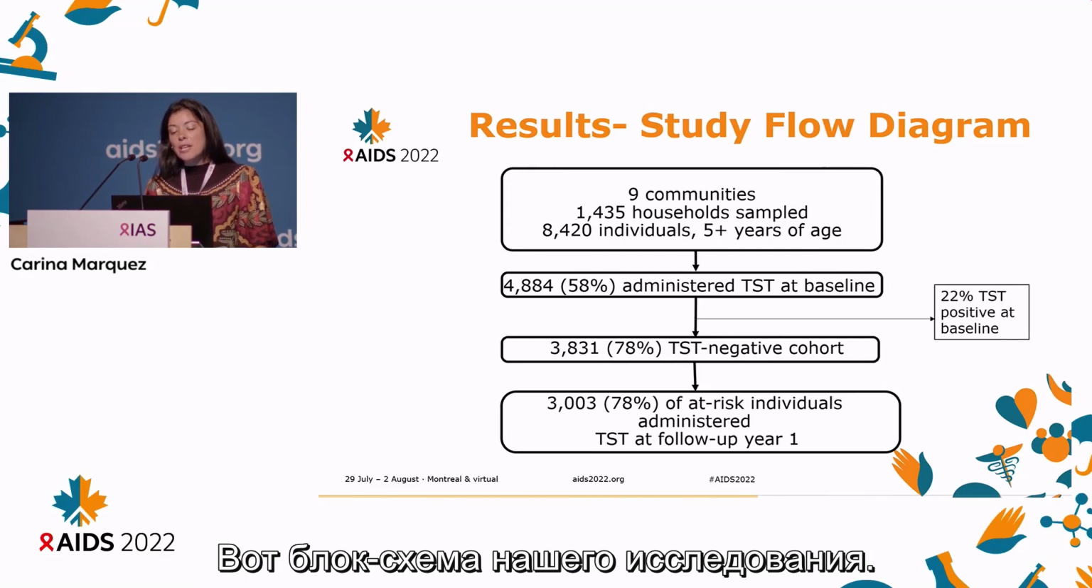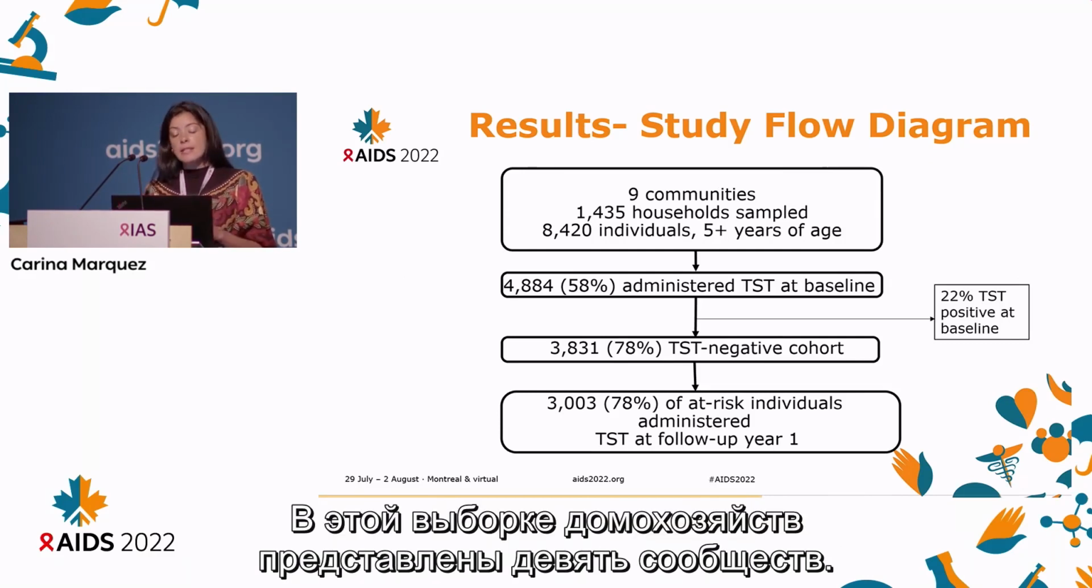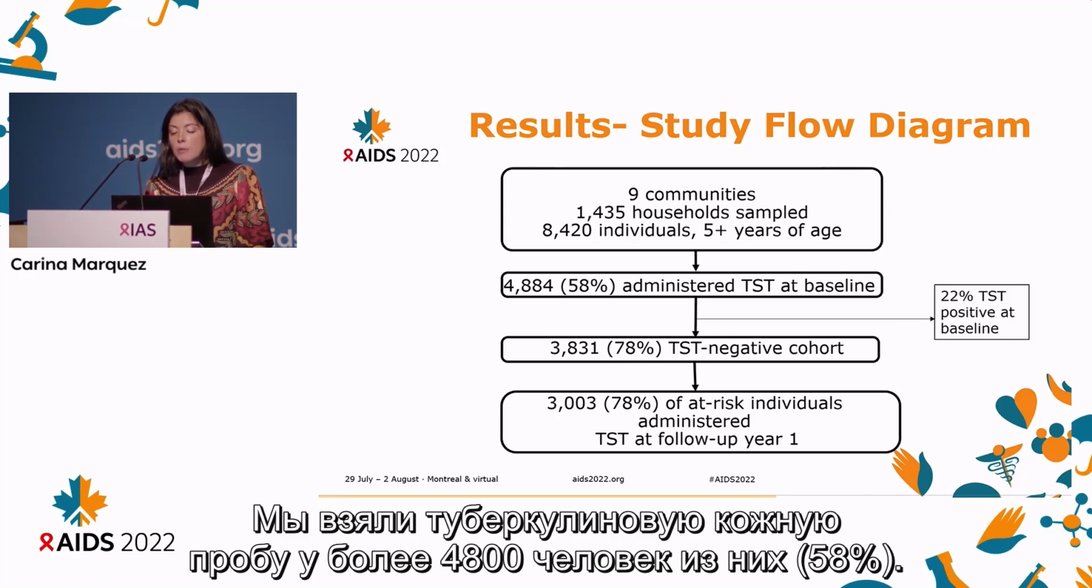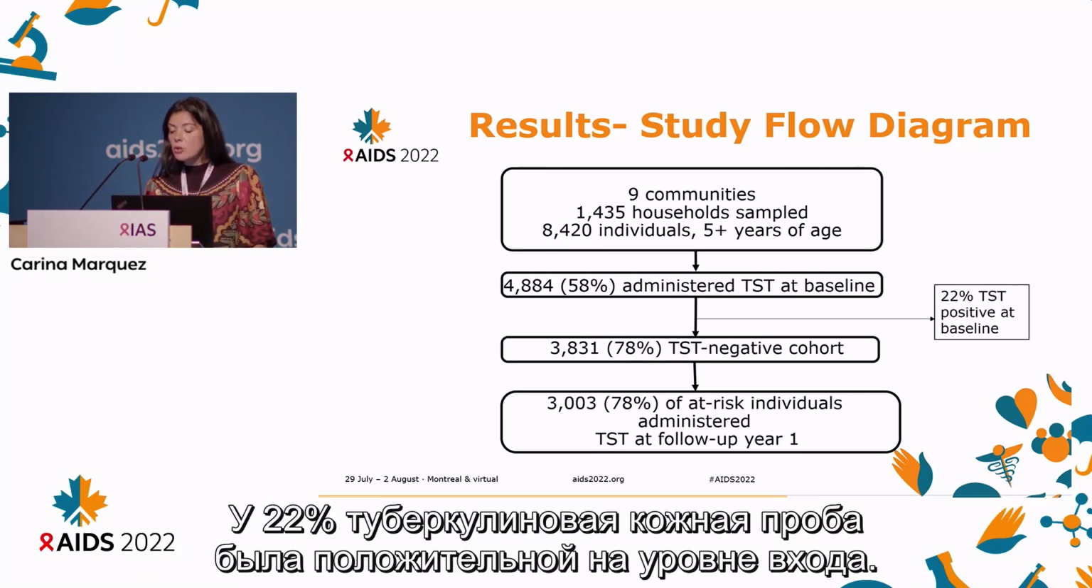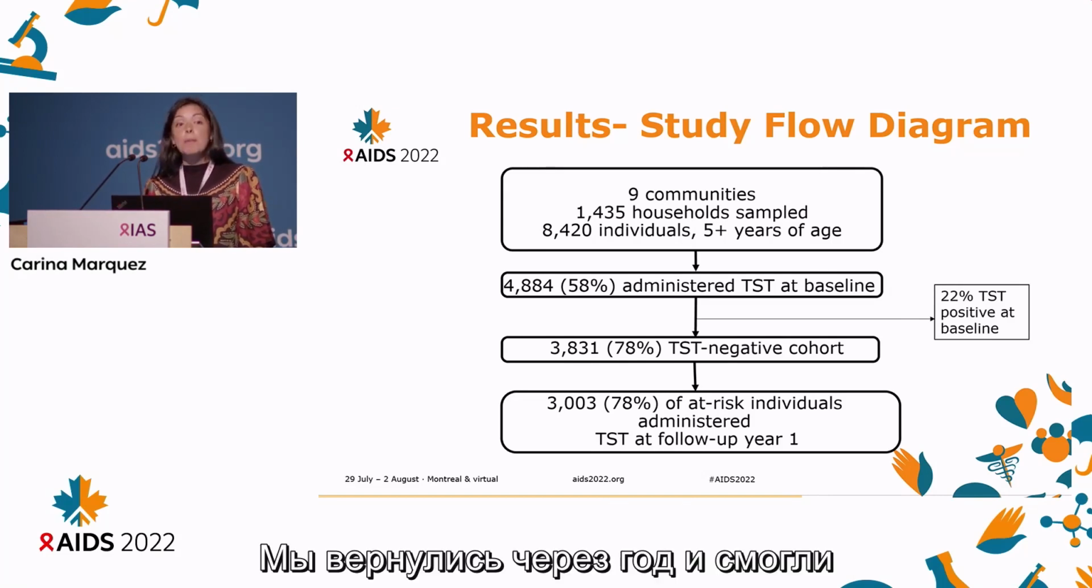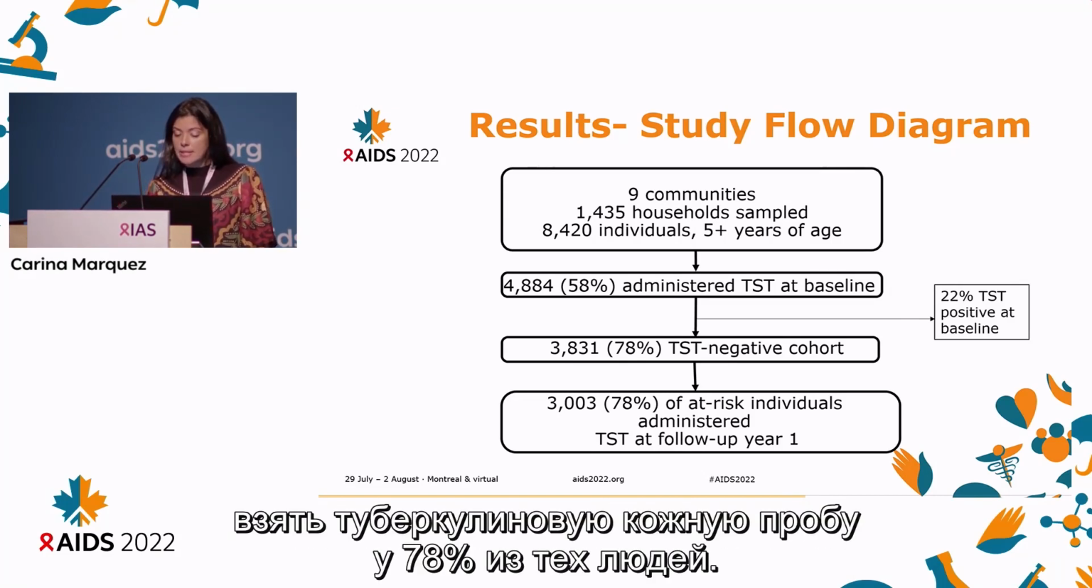So here's our study flow diagram. So remember, we're looking at 9 communities in this household sample. Over 8,400 individuals were registered in these 1,400 households. And we were able to administer TSTs in over 4,800 of those individuals, so 58%. 22% of people were TST positive at baseline. And then over 3,800 remained in the TST negative cohort. We then went back a year later and were able to place TSTs in 78% of those individuals.